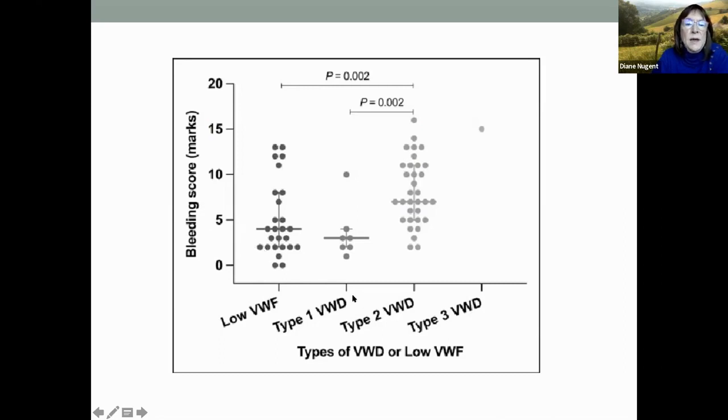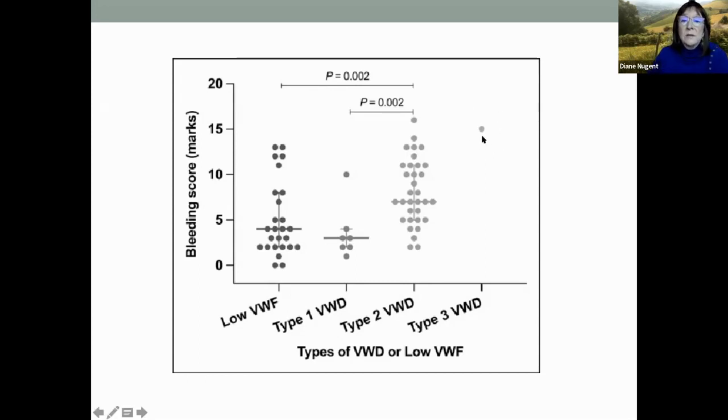Type 1 von Willebrand's, where the levels are much lower, they tend to bleed more. They fall into the low von Willebrand's category. Type 2, where the von Willebrand's protein doesn't always work, even though there's a circulating protein, their tendency is to have a much higher bleeding score. And here for type 3, that's where you have no von Willebrand's at all. And you know now how important that is for the blood vessel, for the platelet, and for the clotting protein. Look at the bleeding score.